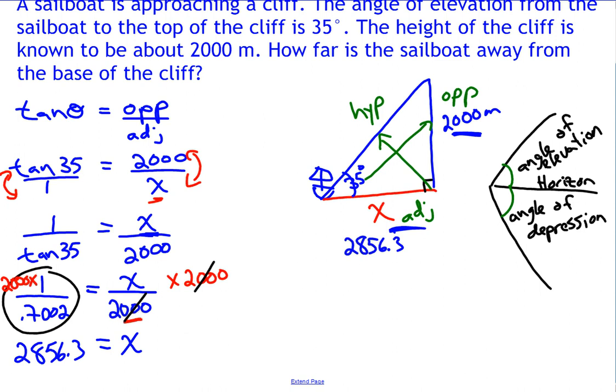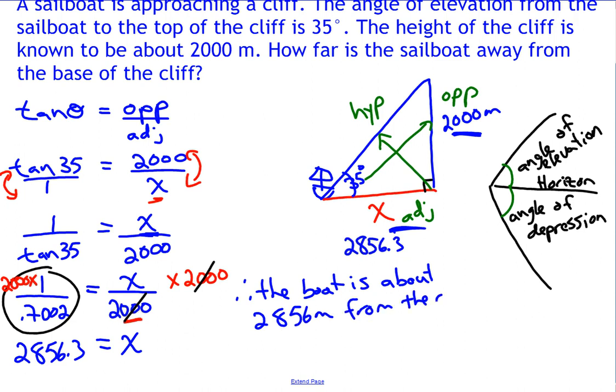We were asked a question. We should answer that question. So a little statement. Therefore, the boat is about 2,856 meters from the cliff. So, in summary, when you're given these problems, the best way to start is to start with a picture, plug in all the values, and then from there you can go through, do your calculations, and then make sure you answer the question at the end.